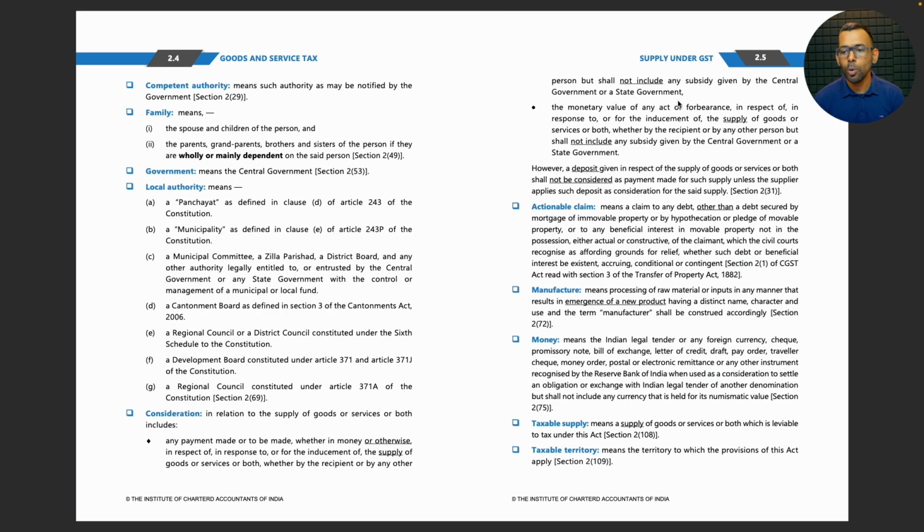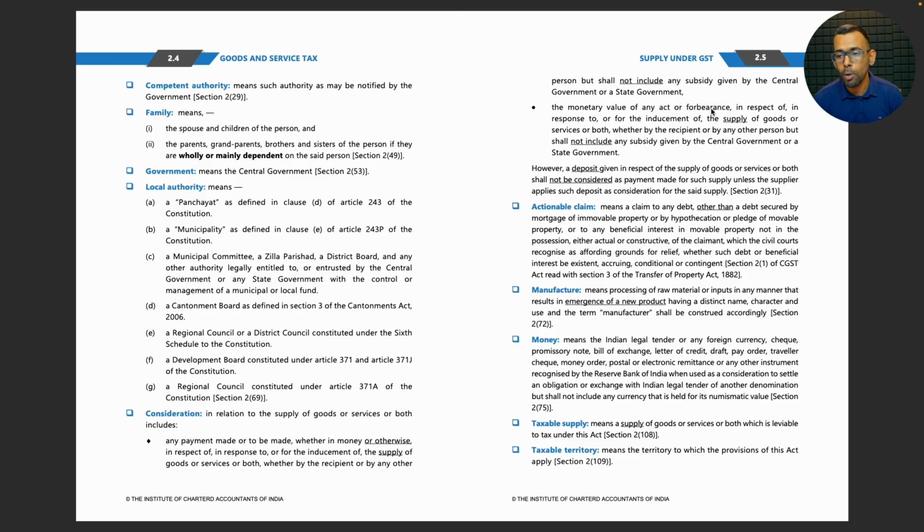Next, the monetary value of any act or forbearance in respect of, in response to, or for the inducement of the supply of goods or services or both, whether by the recipient or by any other person, but shall not include any subsidy given by the central government or a state government. Now I am able to connect the dots. See, consideration also includes the monetary value of any act or forbearance. So I was wondering, what is this forbearance?